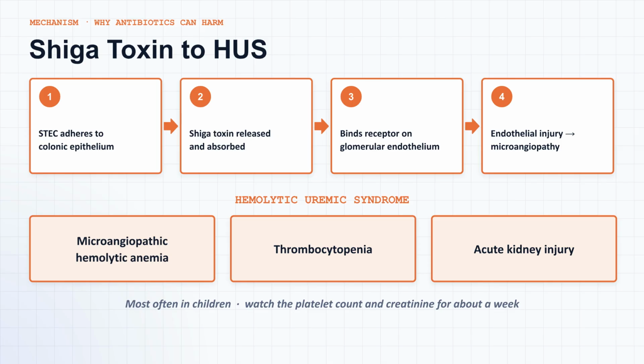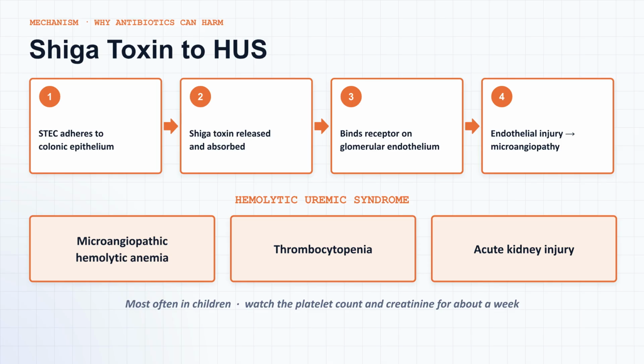One inflammatory organism deserves its own mechanism slide. Shiga toxin producing Escherichia coli. The organism attaches to colonic epithelium and releases Shiga toxin. The toxin is absorbed into the bloodstream. It binds a receptor on glomerular endothelial cells. The endothelium is injured.